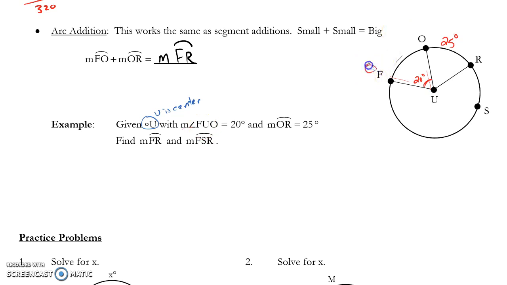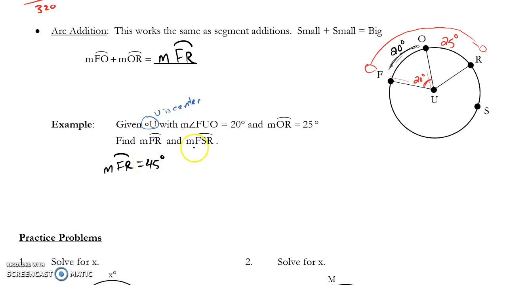Arc FR starts at F here, and it goes all the way over to R here. Well, we have to utilize the fact that we know central angle and arc are equal. That makes this 20 degrees. Now, if I want arc FR, it starts at 20, and it goes through 25. The measure of my arc FR is 45 degrees, arc addition.